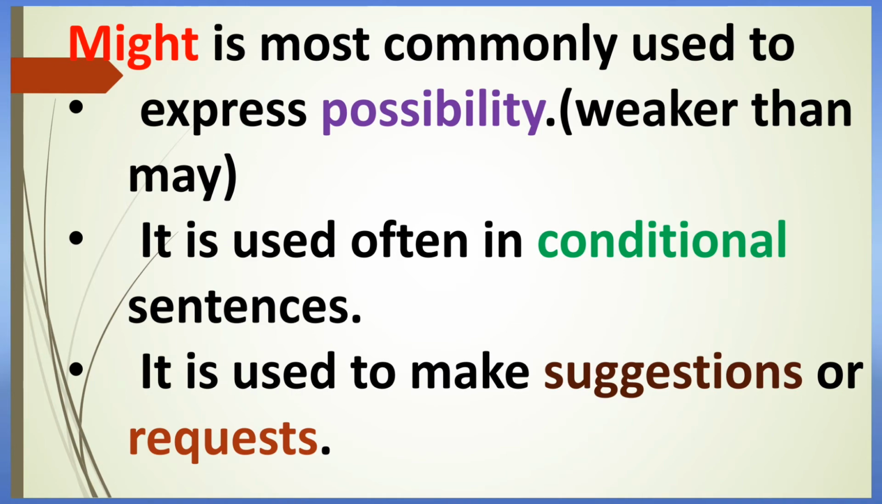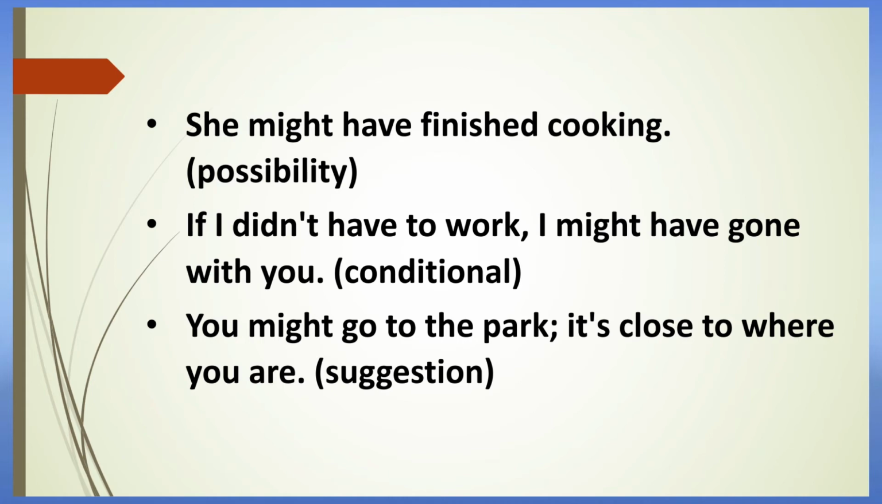Now let me explain with some examples. Look at the given examples. These are the examples for possibility, conditional and suggestion. The possibility is not 100%, only 50% of the possibility can be expressed by might. Especially conditional, second type, imaginary condition. At that time you can use the word might. And third, when you suggest something to someone, you can use the word might. Look at that. She might have finished cooking. The possibility of the finishing of the cooking was only 50%.